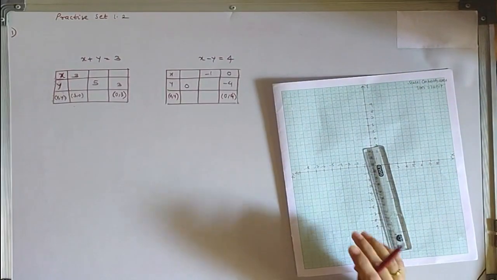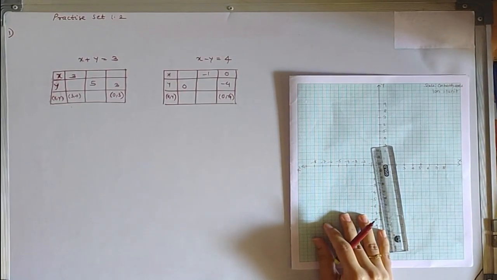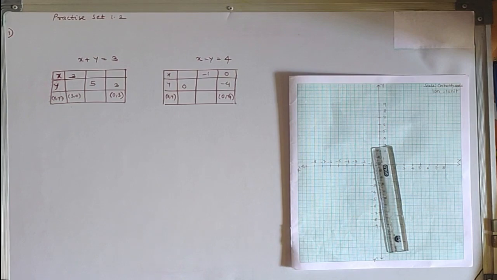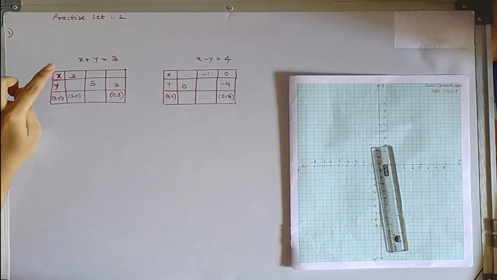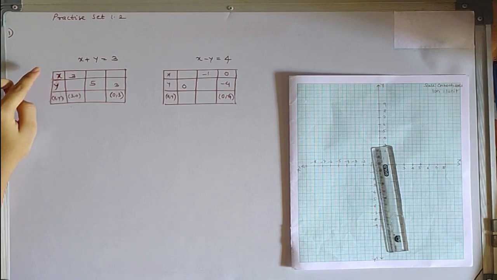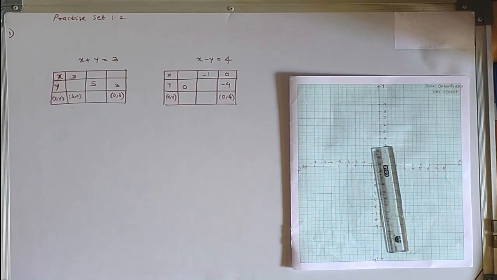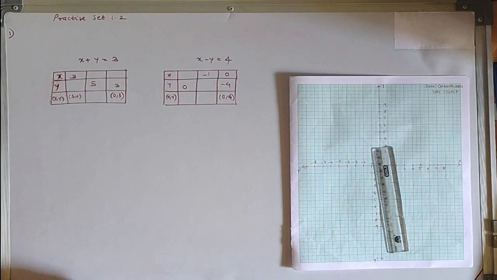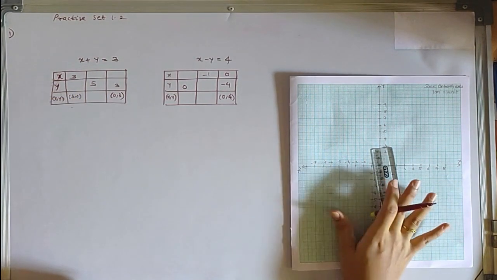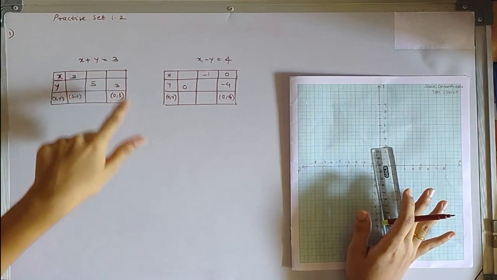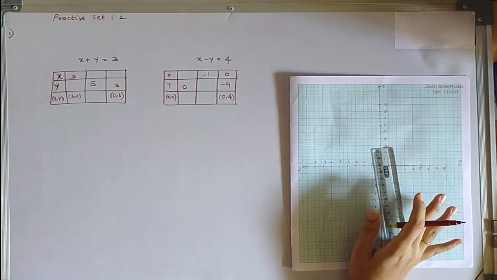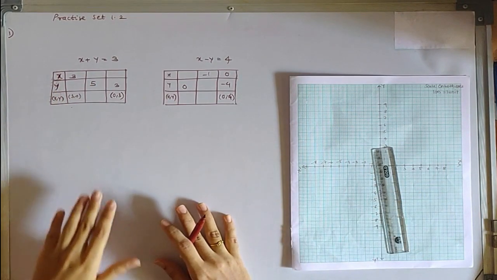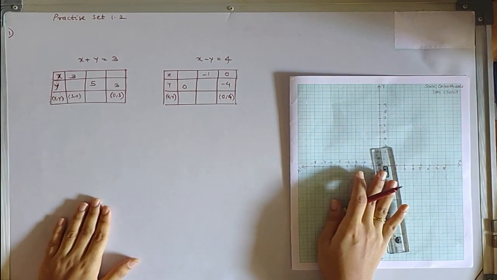Okay, so now let's move to our practice set 1.2. The first sum in your practice set 1.2 is x plus y is equal to 3 and x minus y is equal to 4. They have given you some blanks to fill in and also to plot the graph on the graph paper. To fill in the blanks, we'll start with solving the equations, and then after finding all the points, we'll plot them on the graph.